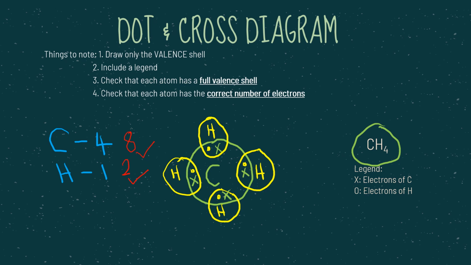Now we need to check whether each atom has the correct number of electrons. So we need to check whether each hydrogen has 1 dot and whether the carbon atom has 4 crosses. 1 dot, 1 dot, 1 dot, 1 dot. Hydrogen is right. 1, 2, 3, 4 crosses. So the carbon is also correct. So that is how you draw a dot and cross diagram for a simple molecular structure.